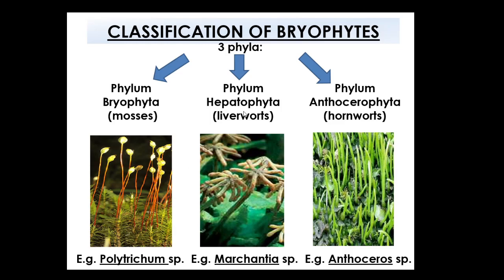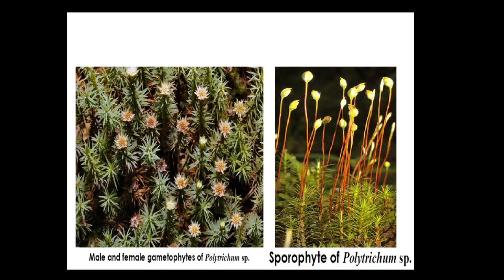For liverworts or hepatophytes, you would have Marchantia species. I forgot what is the proper way to pronounce it, but this is what it would look like, the Marchantia species. And in phylum Anthocerophyta, you would have hornworts, which is Anthoceros species. Of course, these are not the only species in their phylum, but they are the main examples that we like to use. So this is what Polytrichum species looks like in the wild.